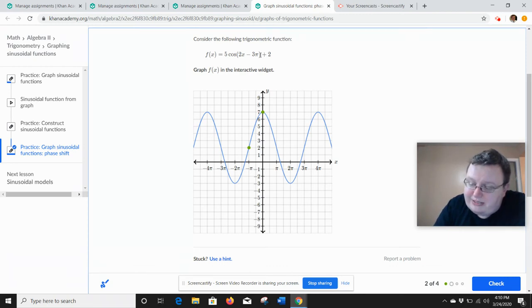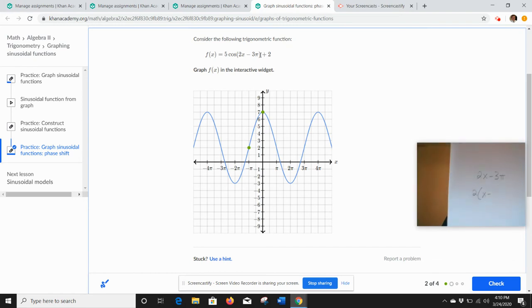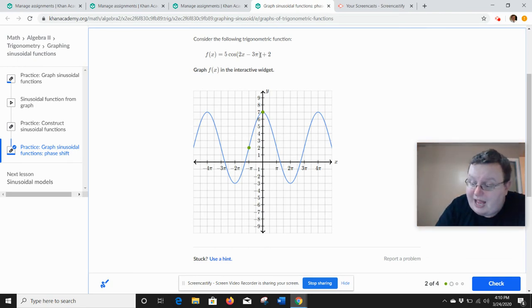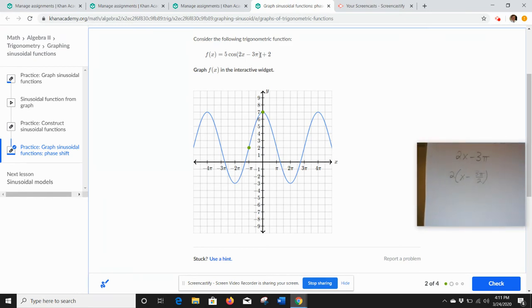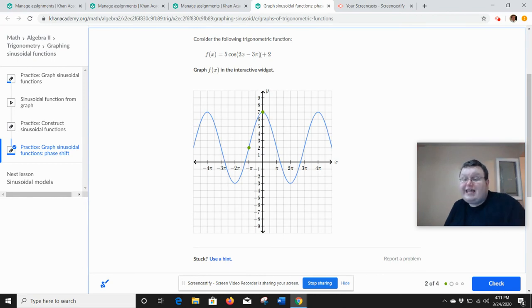I'm going to take x minus something. I know it's got to be minus something. What do I multiply 2 by to get 3 pi? Well, the easiest thing to do is to take 3 pi and divide it by 2. Because if I divide by 2 and then multiply by 2, you don't change anything. Those are opposite operations. And you can see if you distribute that 2 into there, you get 2 times x, which is 2x. And 2 times 3 pi over 2 would be 6 pi over 2, which is 3 pi. So we're going to use that to help us determine the period and the phase shift.